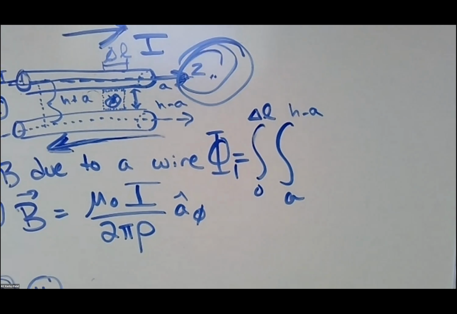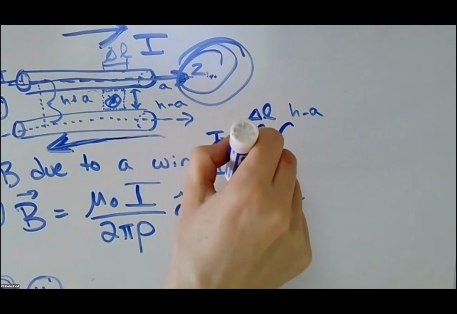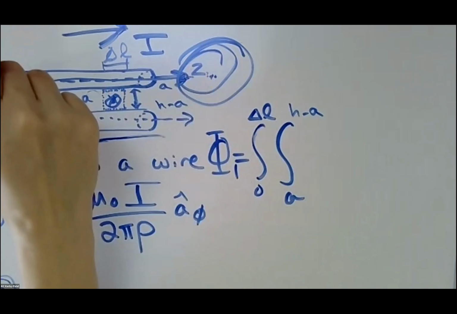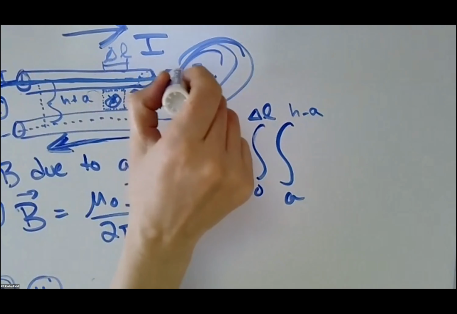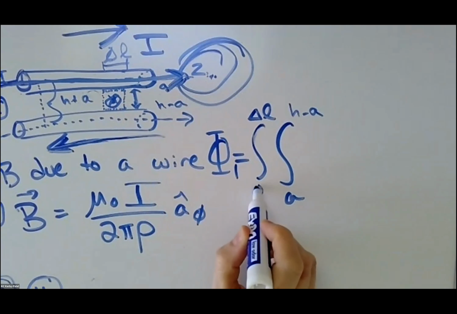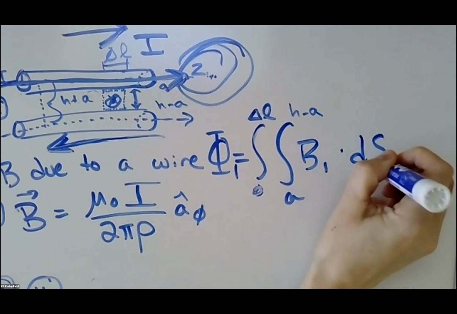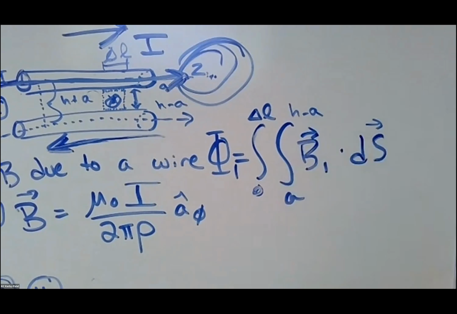Does that make sense? So when I'm calculating flux 1, I put the z-axis inside the top wire. And then I calculate my flux integral over these bounds. So B1 dot dS. And I have to make sure that in the other one, dS is pointing in the same direction and everything.